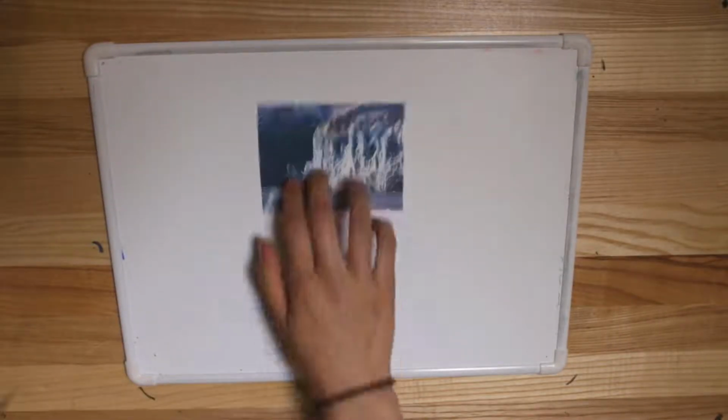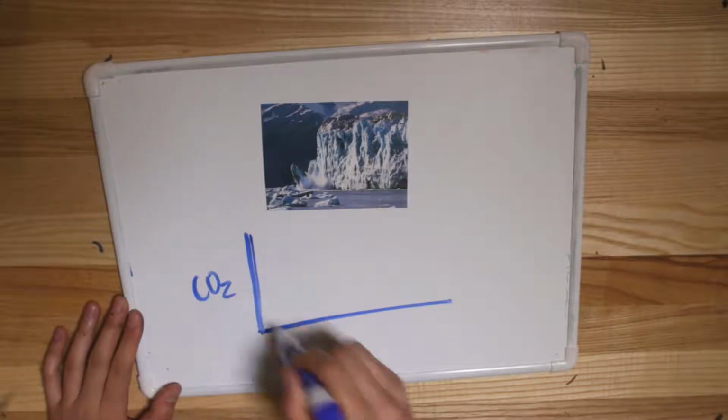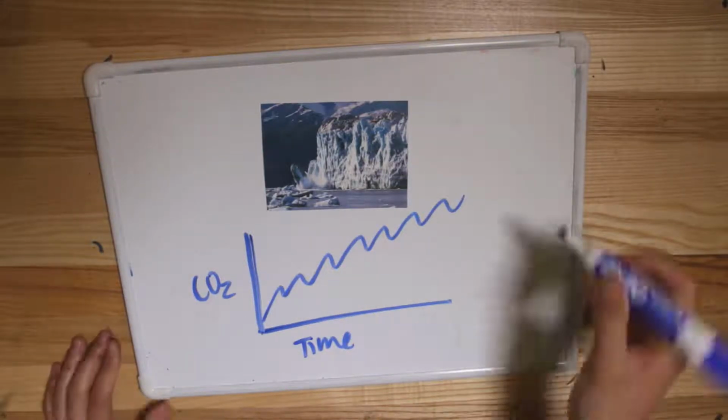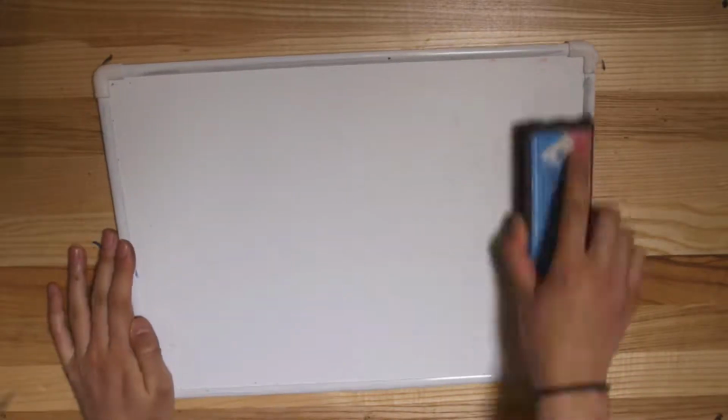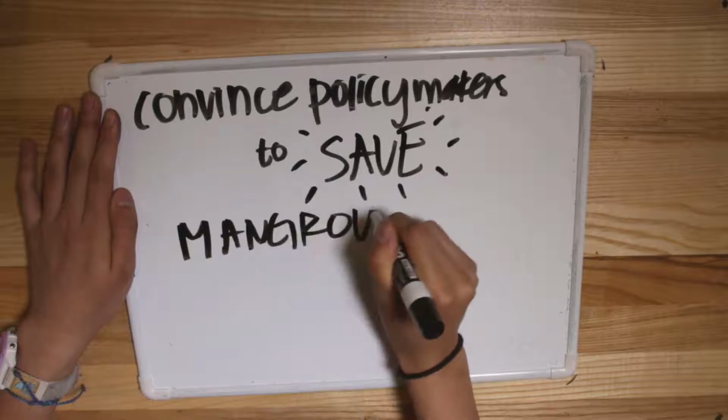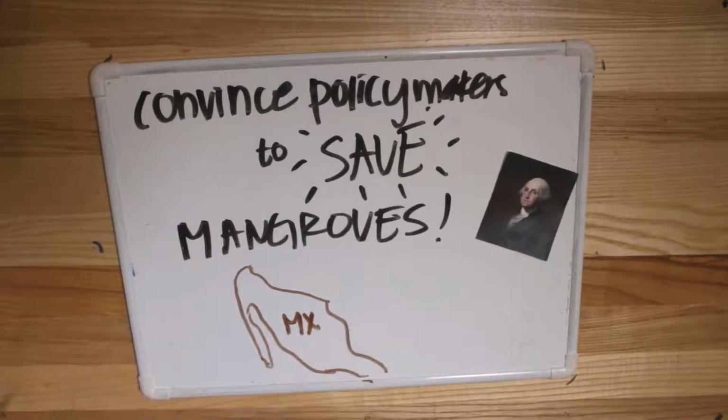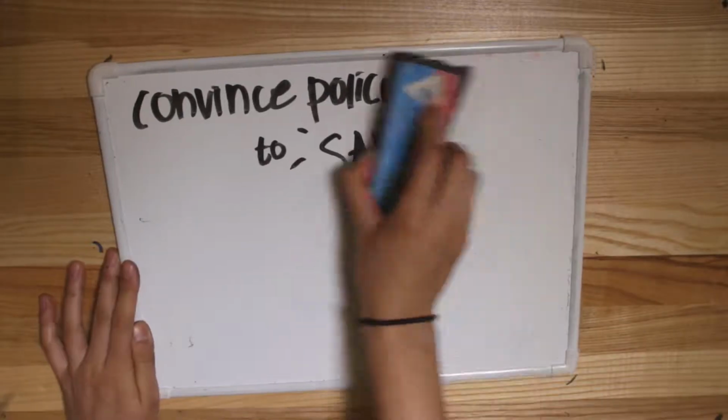In order to mitigate the effects of global warming and extend the time until all the polar ice caps melt, we are tracking statistics about mangroves in order to actually convince policymakers to save mangroves. So this is for politicians in Mexico and abroad.